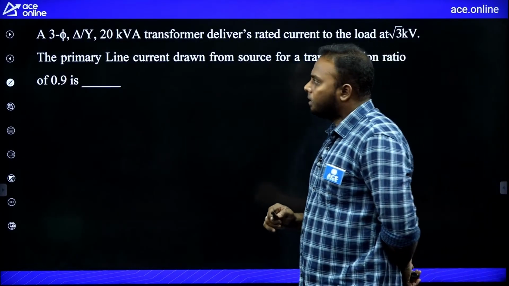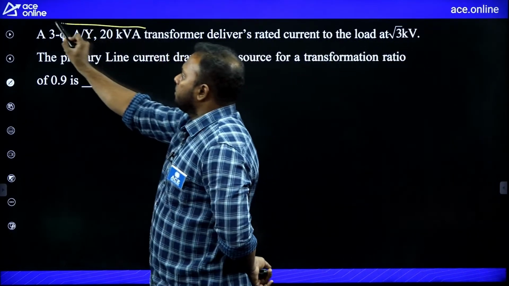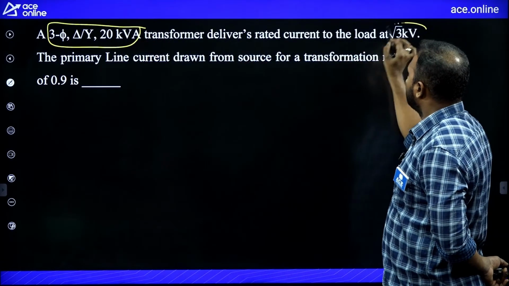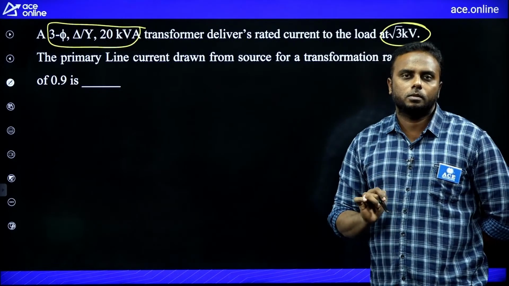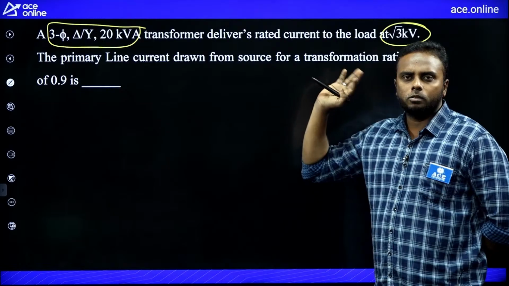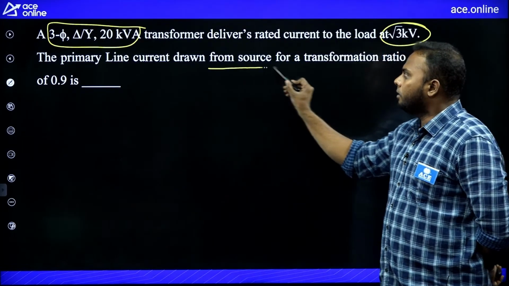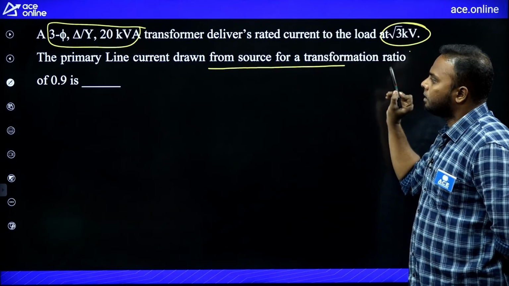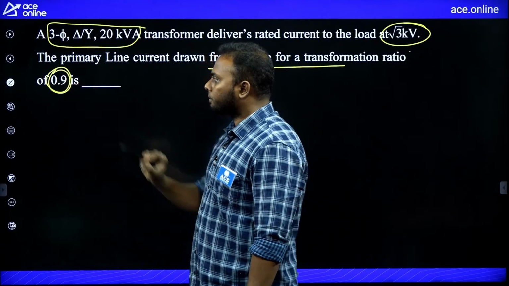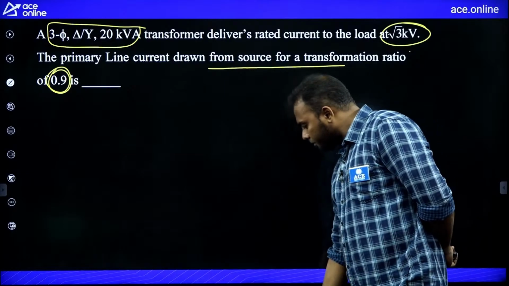Solve this question. A three-phase delta-star 20 kVA transformer delivers rated current to a load at root 3 kV secondary voltage. Rated load means rated current is given, so first calculate the rated current. And the primary line current drawn from the source for a transformation ratio of 0.9 is dash. Try this one yourself and tell the answer.